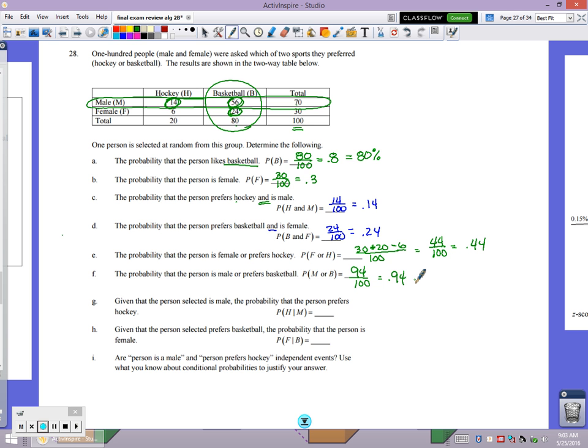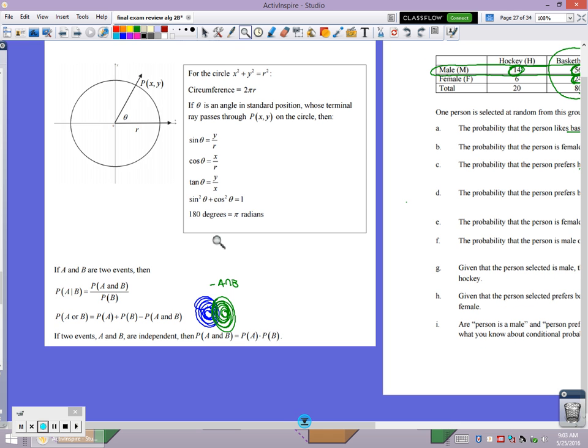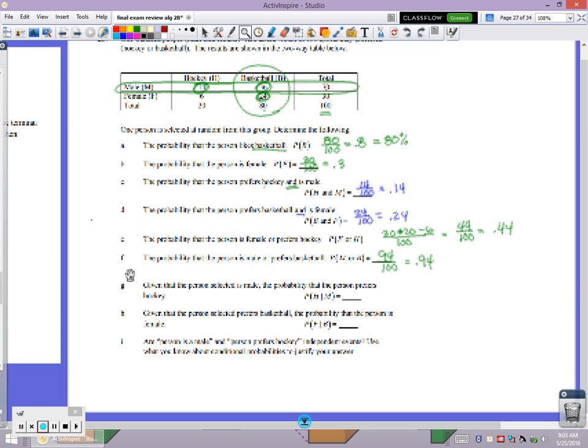All right, now we have some givens. And again, there's a formula over here. If we needed to use our formulas, we could say probability of A given B is probability of A and B over probability of B. So this is one method, using that formula.